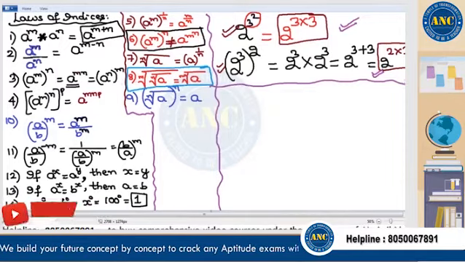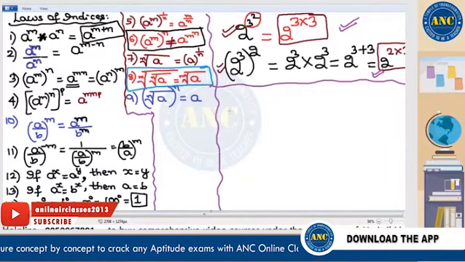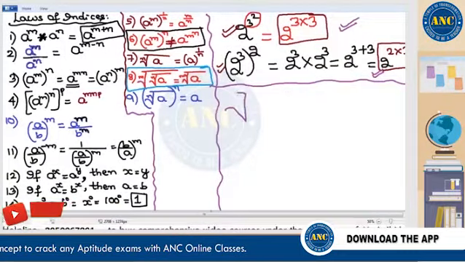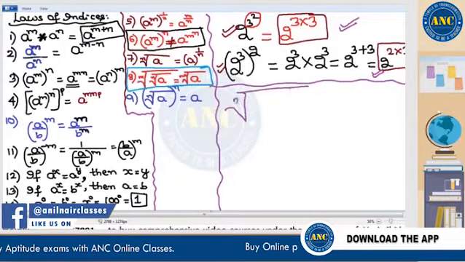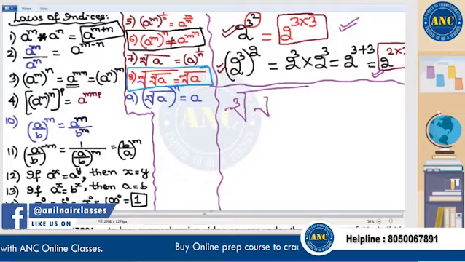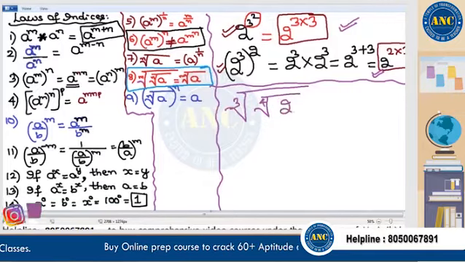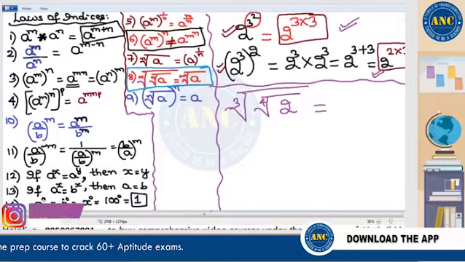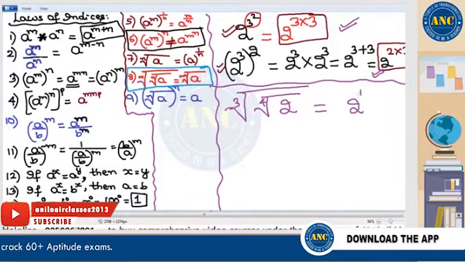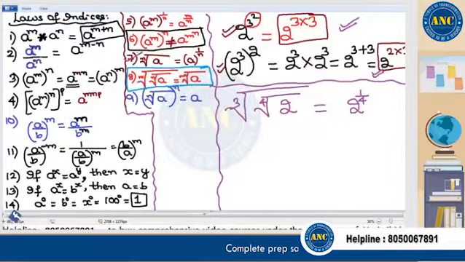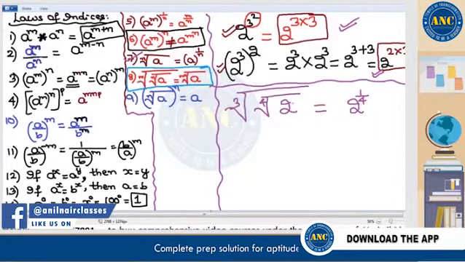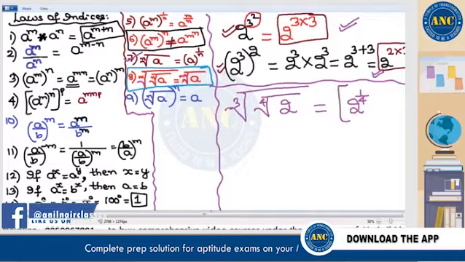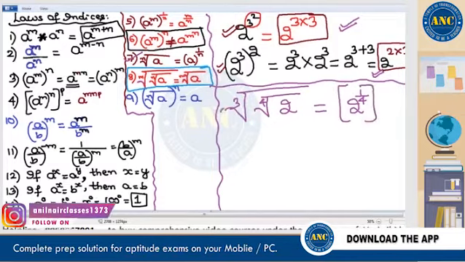Suppose, for example, I take this 8th notation: the cube root of the 4th root of 2. This 4th root of 2 can be written as 2 power 1 by 4, from my 7th notation. The 4th root of 2 is nothing but 2 power 1 by 4. Again, what is this cube root?